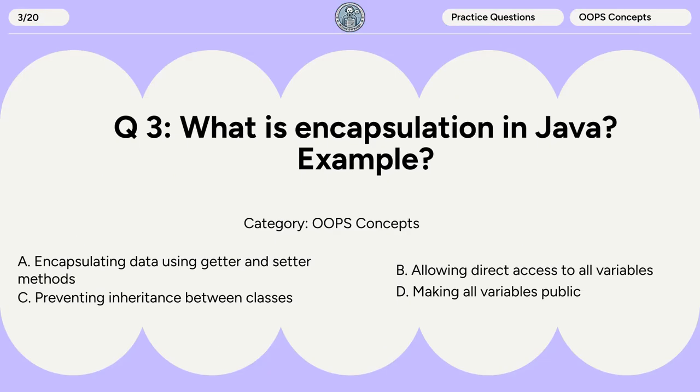Question 3. What is encapsulation in Java? Example. A. Encapsulating data using getter and setter methods. B. Allowing direct access to all variables. C. Preventing inheritance between classes. D. Making all variables public.